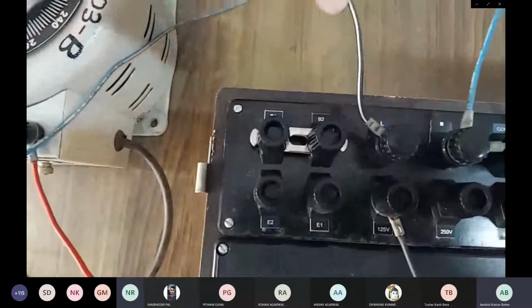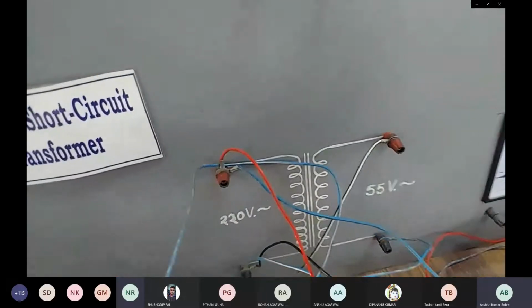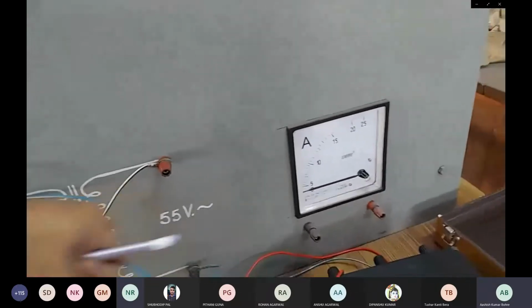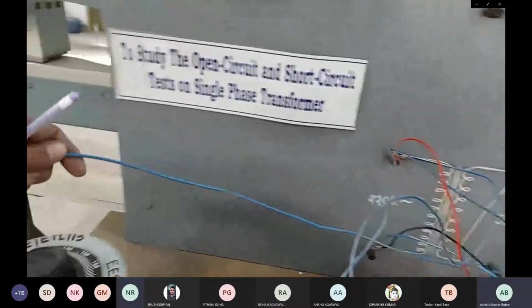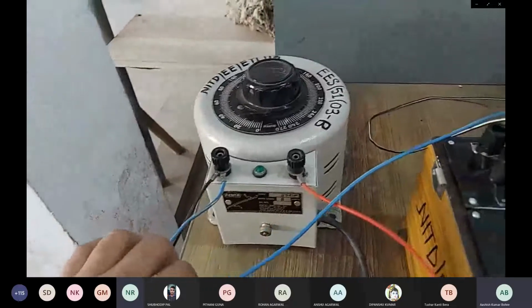After that, from the L terminal, this is L. We have connected this color to L. This is the 55 volt, or LV side, binding. Okay, we have connected. This is the positive one. Then the negative terminal of the low voltage side is again connected to the negative of the single phase variac. Here you can see this.